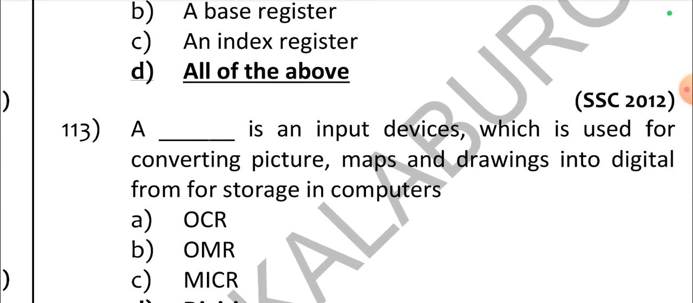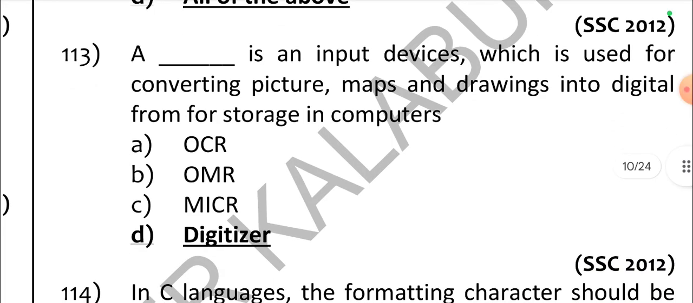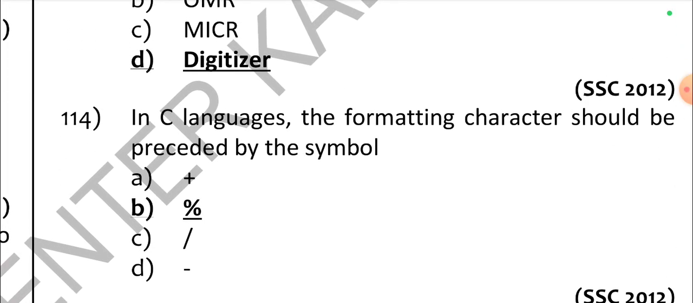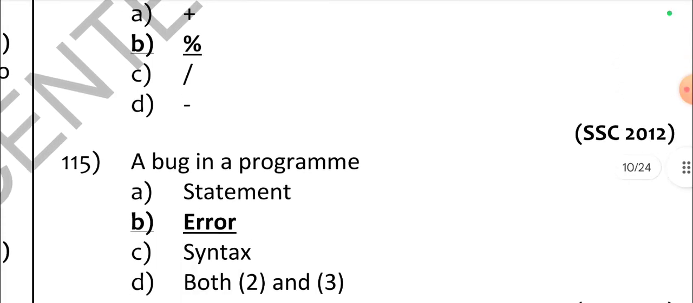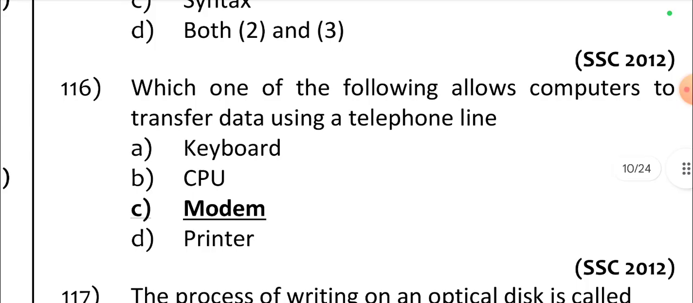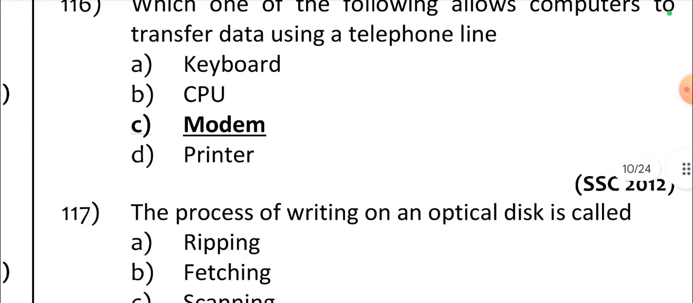Dash is an input device which is used for converting pictures, maps and drawings into digital form for storage in computers. So the answer is digitizer. In C language, the formatting character should be preceded by the symbol percentage. A bug in a program is an error. Which one of the following allows computers to transfer data using a telephone line? Modem.